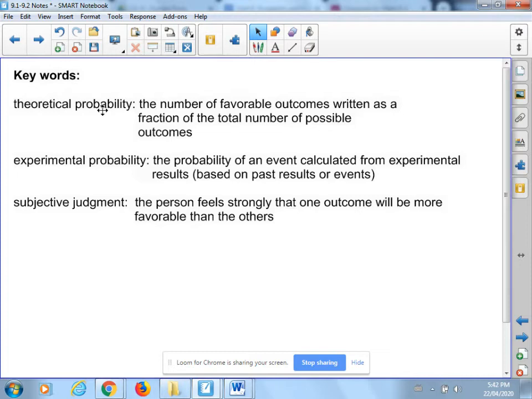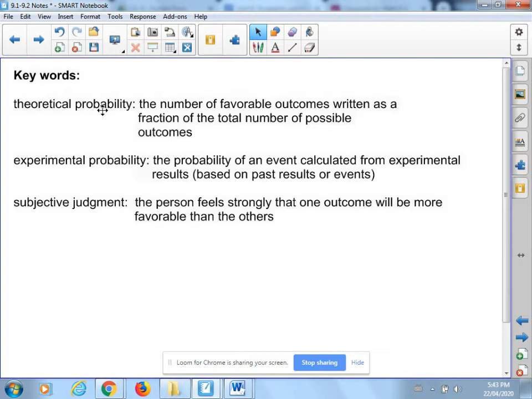And the new word that you need to learn this year is subjective judgment. And that means that the person feels strongly that one outcome will be more favorable than others. So an example of this could be as simple as, what is the chance that the ball goes in the net? So if you think about it theoretically, it should go in, it's either in or it's out. Those are the two options, in or out. It's 1 out of 2 chances that the ball goes in the net.